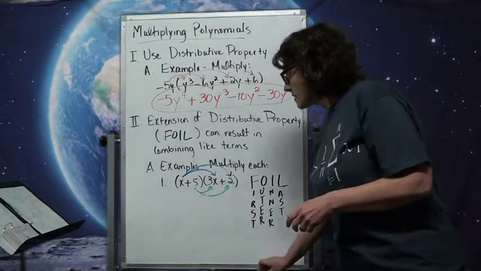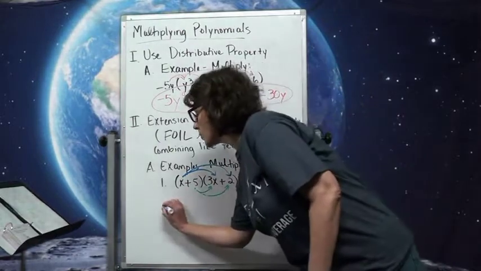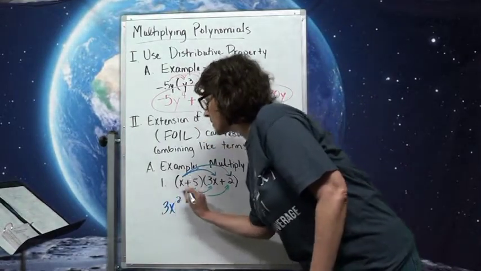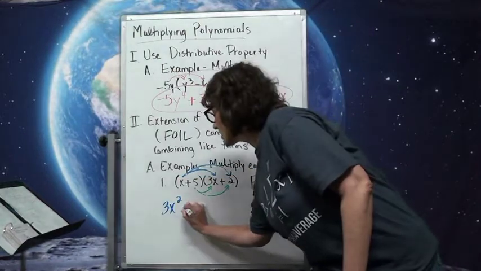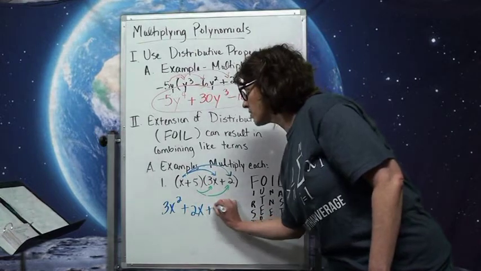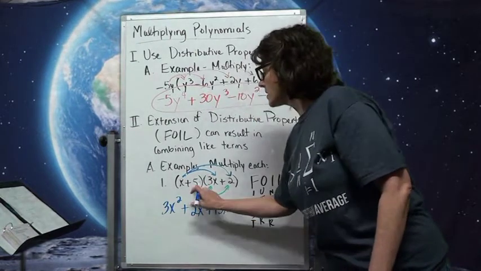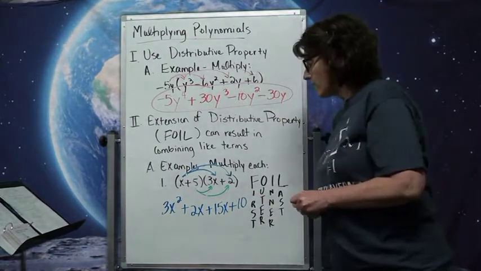Now when I do that extension of the distributive property and I take x times 3x, I will get a 3x squared because x times x, add up those exponents, 1 and 1 gives me 2. And then when I take x times 2, I just get a 2x. And when I take 5 times 3x, 5 times 3 is 15. And then when I take 5 times 2, I get a 10. But remember, combine up like terms if you can.